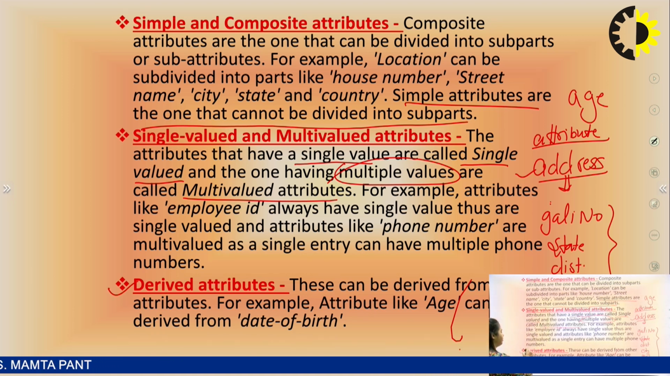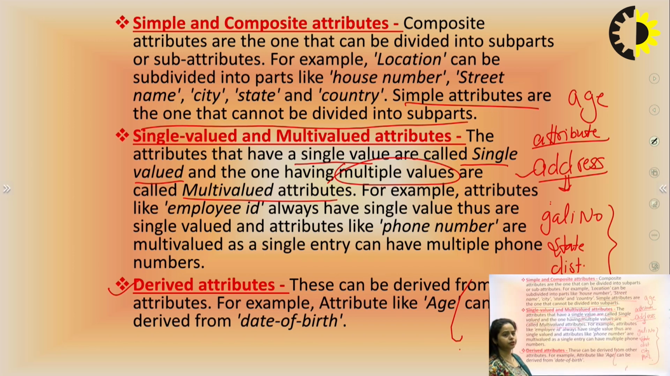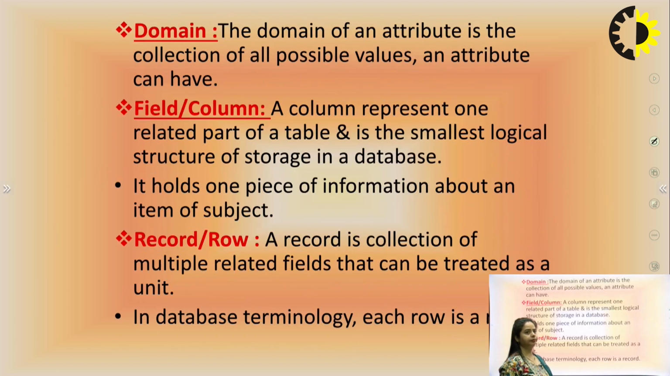Next is the derived attribute. As the name suggests, it is derived from another attribute. So these can be derived from other attributes. For example, you have date of birth as an attribute in your table. With the help of date of birth, you can calculate the age of a person. So age here is a derived attribute.